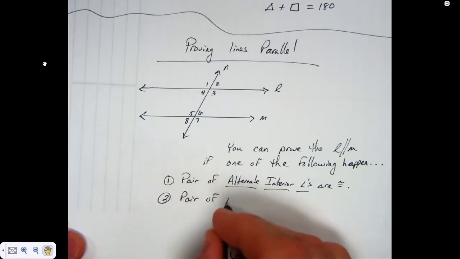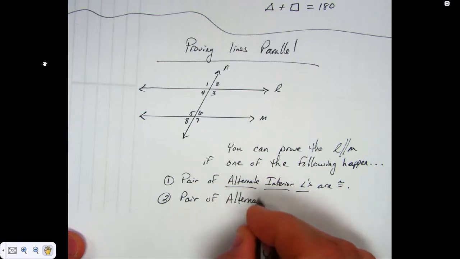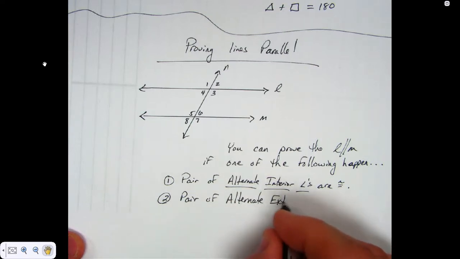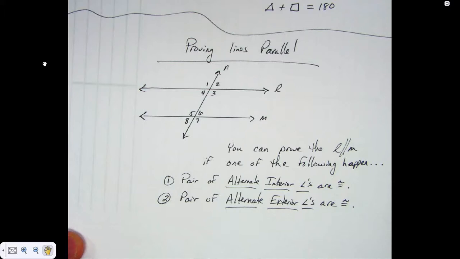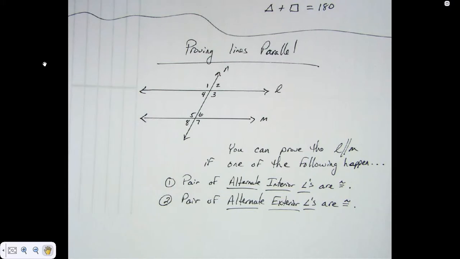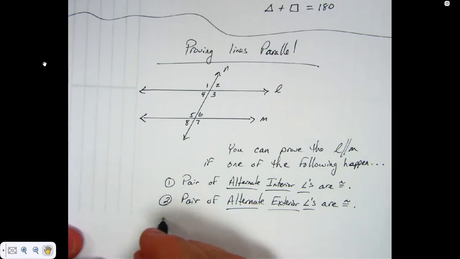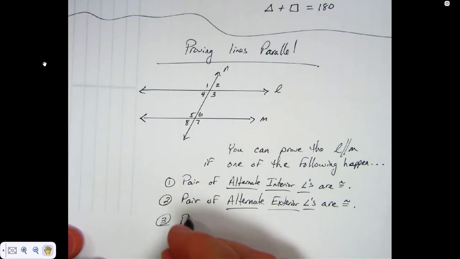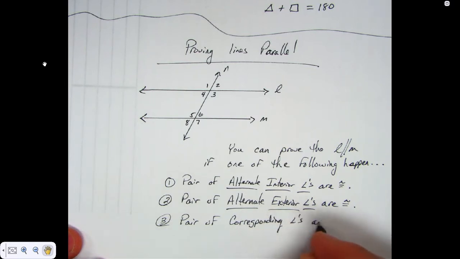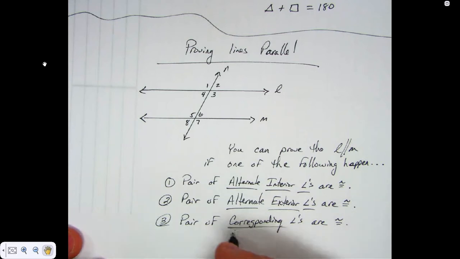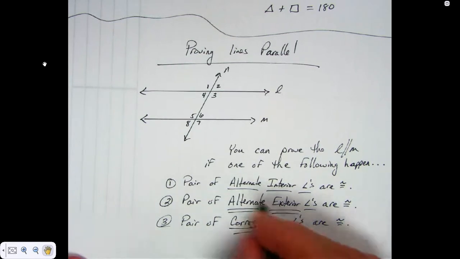A pair of alternate exterior angles are what? Congruent. You can find just, and it's just one of these has to happen. A pair of what do you think I'm going to say next? Corresponding angles are congruent. I didn't say you had to find all of them, did I? Just one pair.